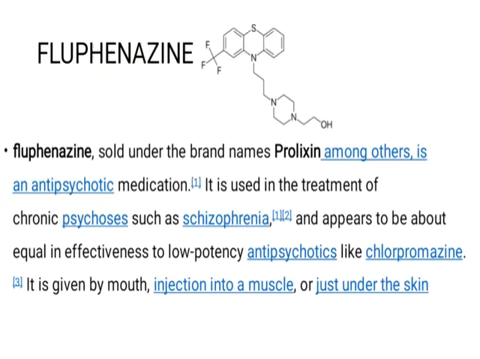Next one, fluphenazine. It is generally sold under the name Prolixin. It is also used as an antipsychotic. It is used in the treatment of psychosis such as schizophrenia. Okay, so it has equal effectiveness to low potency antipsychotics like chlorpromazine. It is given by mouth or by injection into the muscles or just under the skin.